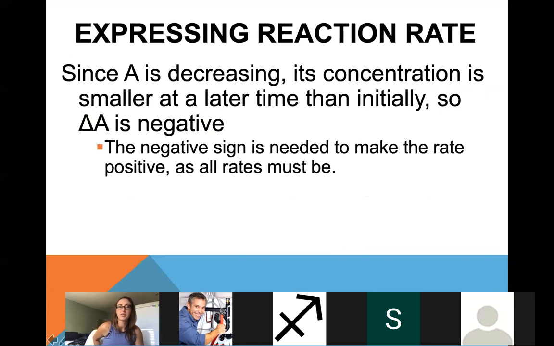Expressing reaction rate. Since A is decreasing, its concentration is smaller than initially, so delta A is negative, as I just stated. The negative sign is needed to make the rate positive, as all rates must be. You can't have a rate happening backward, right? Rates are always going to be positive values.